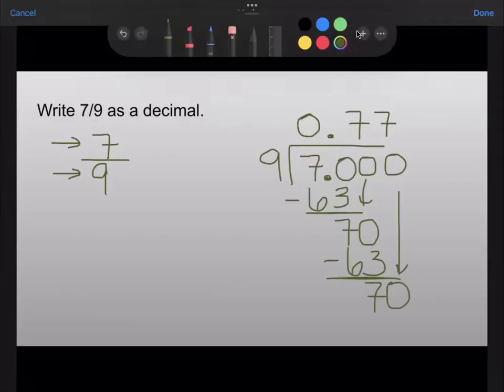So this is what we call a repeating decimal, which means this number 7 will repeat itself on and on for the rest of time. So what we're going to do is rewrite it as 0.7, and then put a little bar over the 7. What this bar means is that the digit 7 will repeat forever and ever. So we're not going to keep writing it. This would be our answer: 7 over 9 as a decimal would be 0.7 repeating.